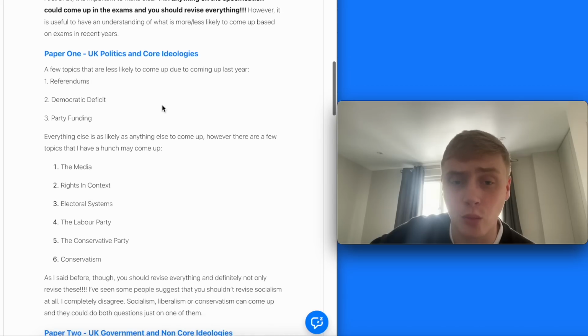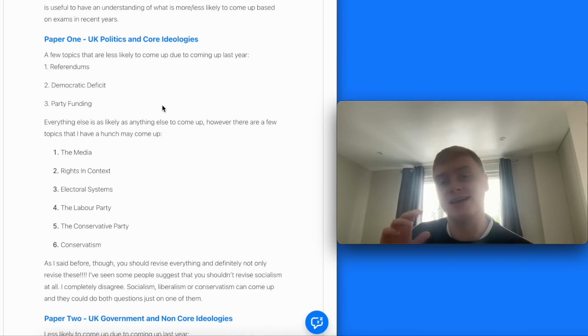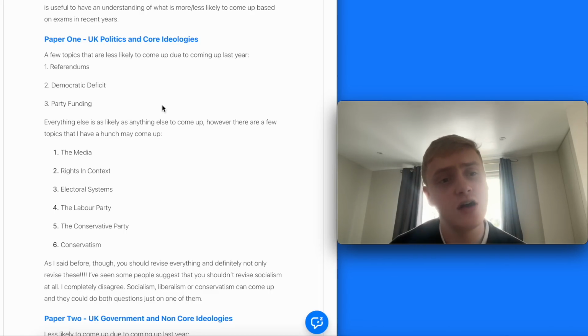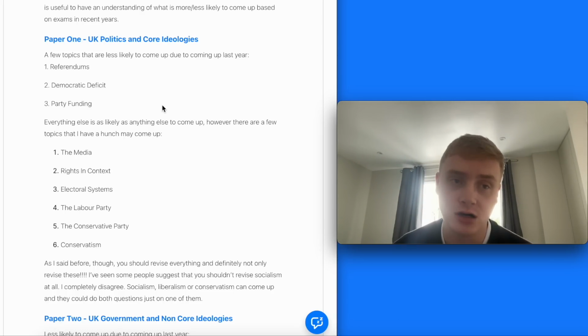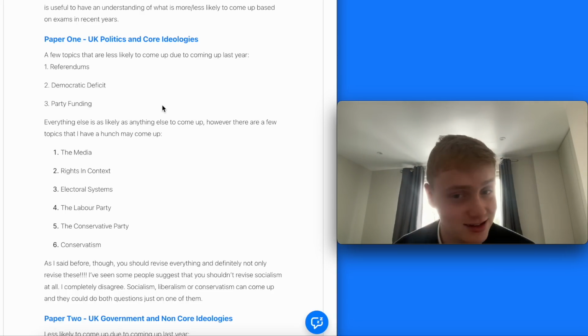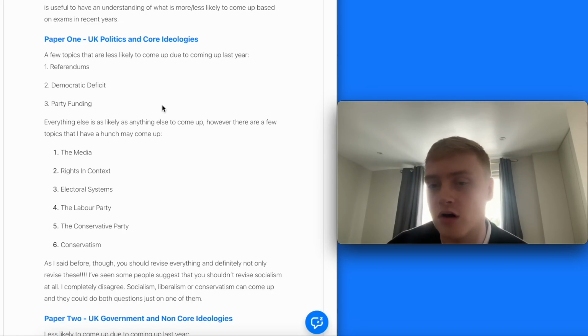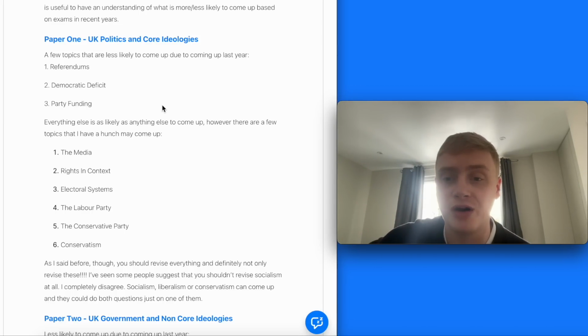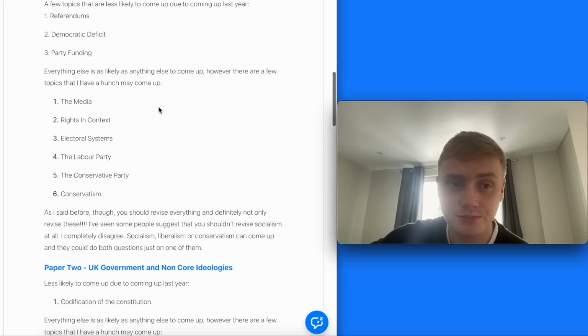So in terms of paper one, a few topics that are less likely to come up due to coming up last year are referendums, democratic deficit, and party funding. So these are three relatively small topics that you can expect to likely not come up this year because they came up last year. As I said, that doesn't mean they won't come up. They can definitely come up, but I probably wouldn't prioritise loads of revision time focusing on them, though I would make sure that you could answer a question on all of them if it did come up.